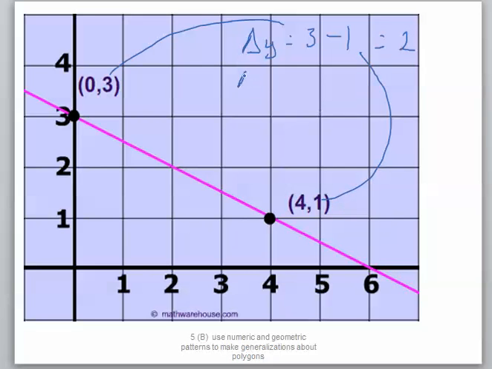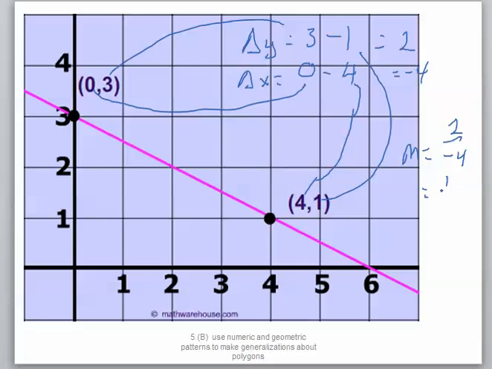And then I'm going to find my change in my x values, and I'm going to take the same points and put them in the same order. So 0 minus 4. 0 minus 4. Well, that's equal to a negative 4. So my slope is going to be equal to 2 divided by negative 4. Well, that's equal to 1 over 2, but it's a negative slope.